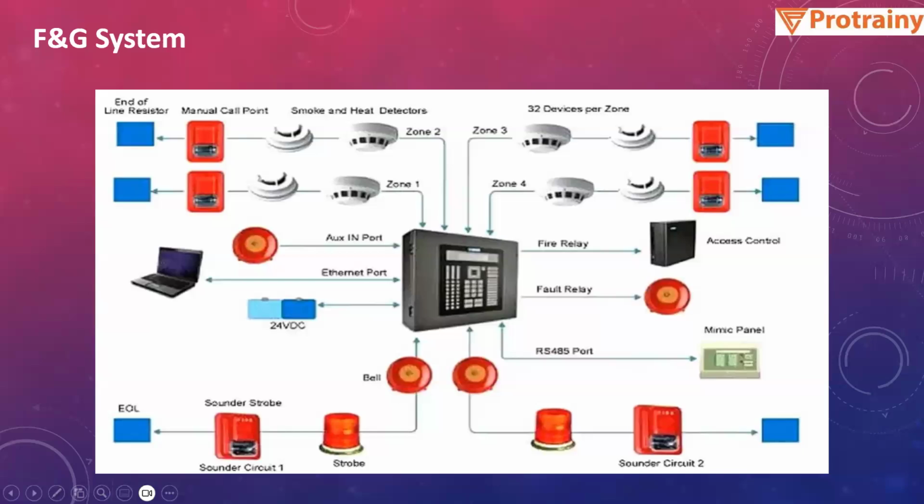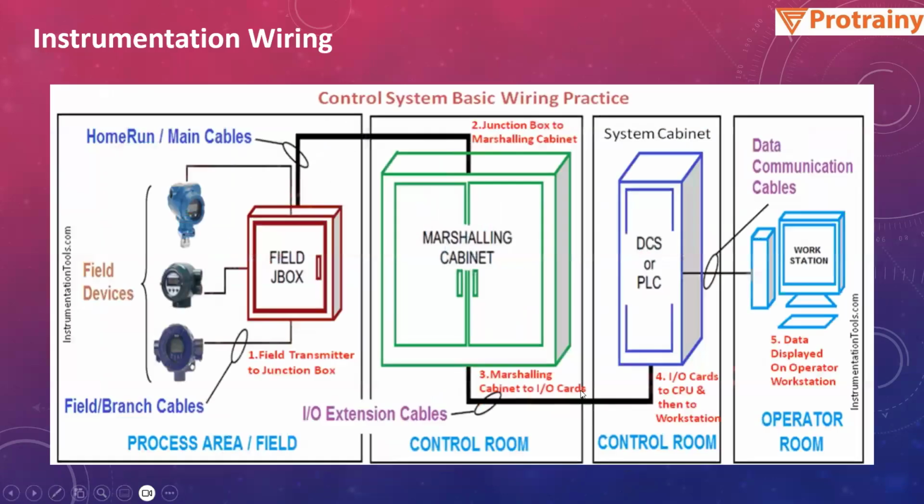Then we have the fire and gas system, FNG system. In the fire and gas system, you must have seen this in your office building also, there is a manual call point, smoke detection, and heat detection system. This is a fire panel basically, and all the systems are integrated with this one. Then there is an alarm system, and there is a hooter system available.